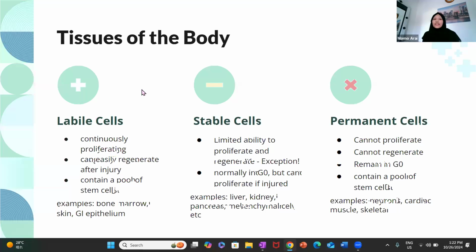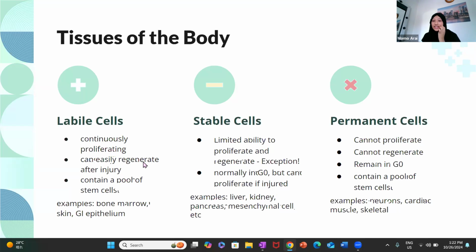So again, we finished the stem cell part. These cells will talk about whether they have the ability to regenerate or undergo repair. This is the important slide for the tissue type for this lecture, rather than the stem cells. But again, it's important to have a good understanding of all of it. So labile cells are cells that can continuously divide and can easily regenerate.